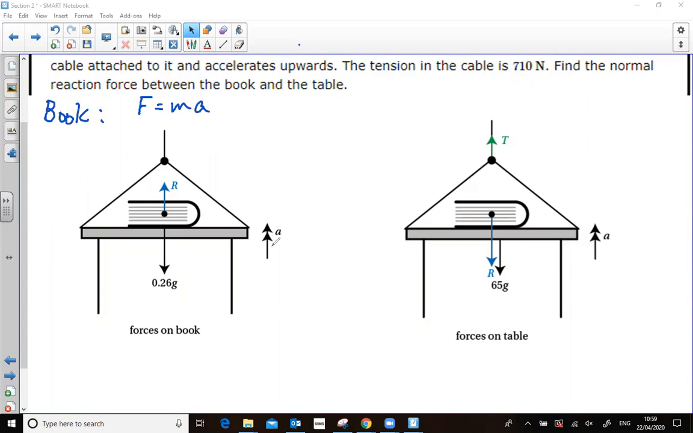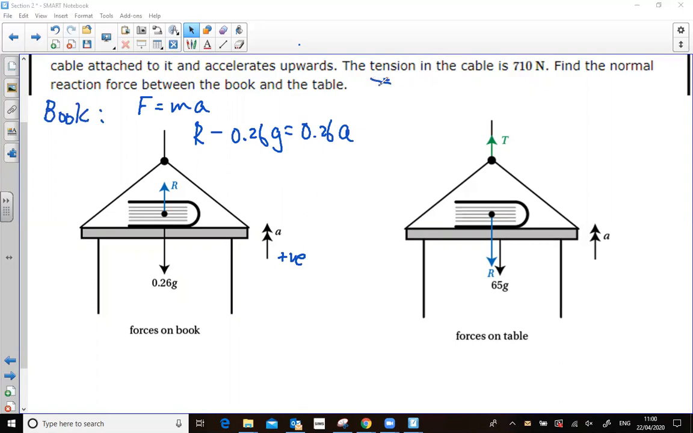And let's use going upwards as the positive direction. So that means we would have R plus a negative 0.26G. Now, plus negative is the same thing as just take away. So let's just take away 0.26G, and that equals MA, and that would be 0.26 times A.